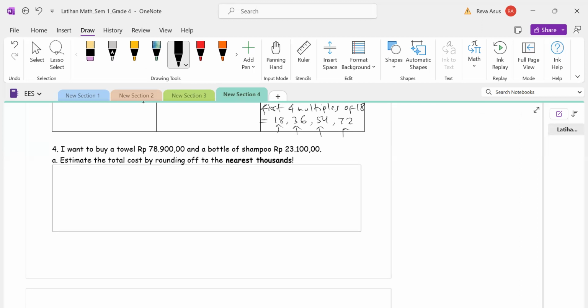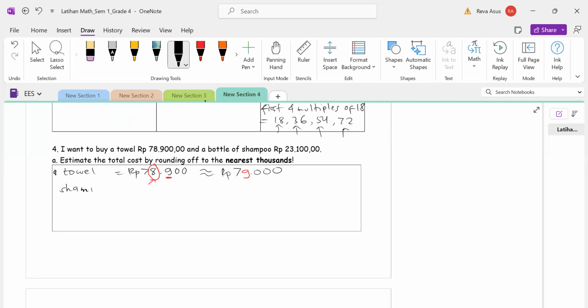Okay, so a towel is 78,900 rupiah. If we want to round this off to the nearest thousand, the thousand here is 8. Look, after 8 we have 9. 9 is more than 5, so the 8 would be rounded up. So it became 79,000 rupiah.